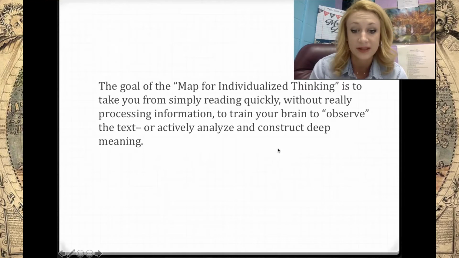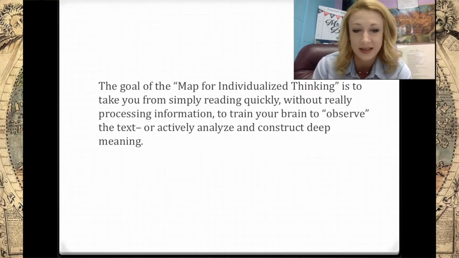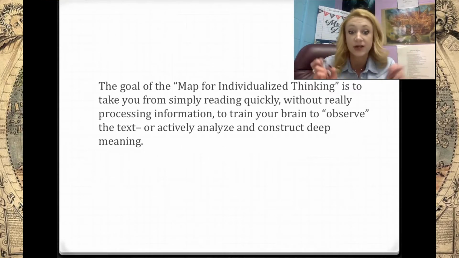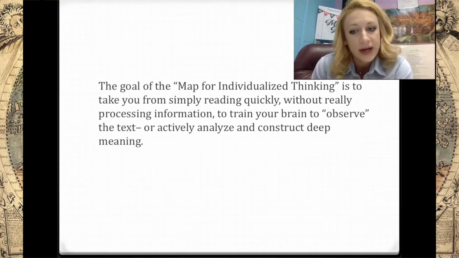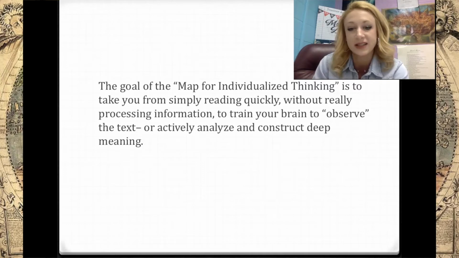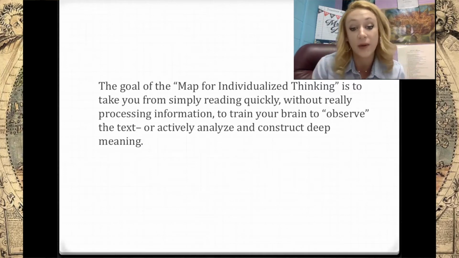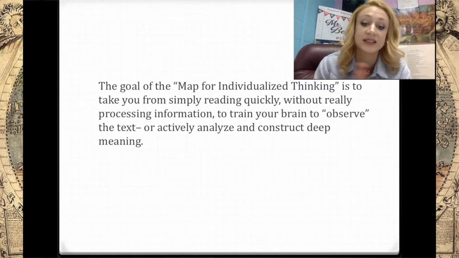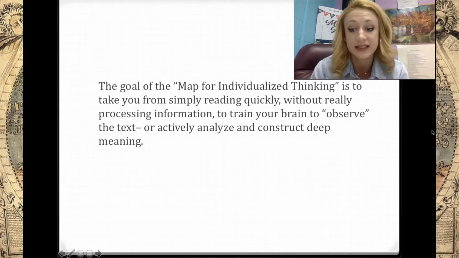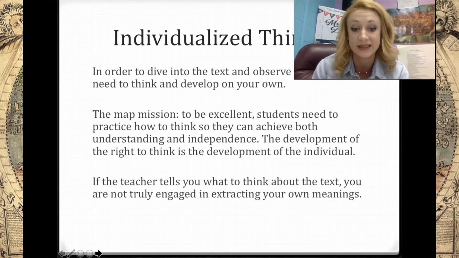So how does that relate here? The goal of the MAP for Individualized Thinking is to take you from simply reading quickly without really processing the information, or just looking at it, to training your brain to deeply observe the text, actively analyze it, and construct deep meaning. We want to engage the brain while we're reading and take ourselves from being passive readers to active readers, really digging into the text.